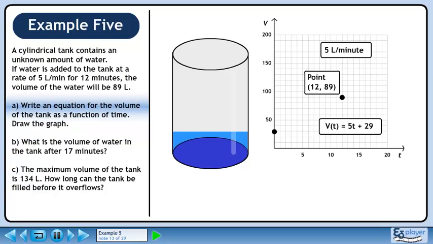Let's look at the tank. The question specifies that it initially contains an unknown amount of water. Comparing the tank with the graph, we can now see that the initial amount of water is 29 liters. As we fill the tank at a rate of 5 liters per minute, notice that the graph will pass through the point (12, 89).